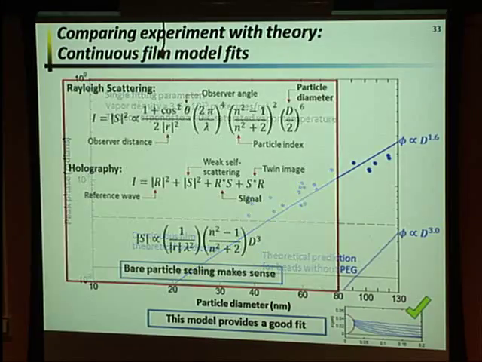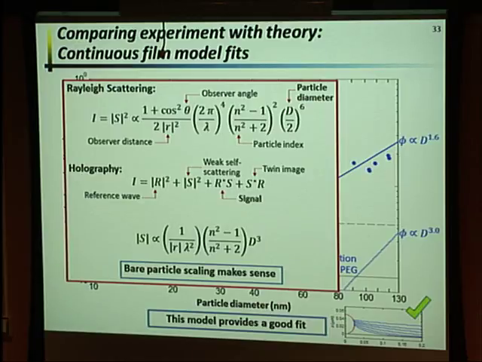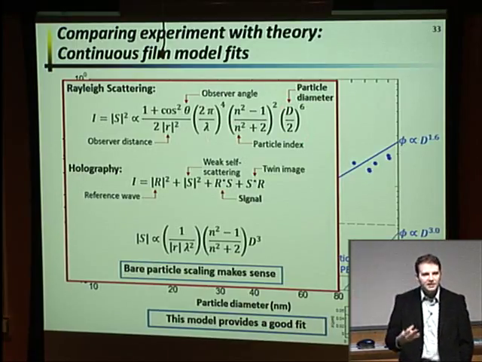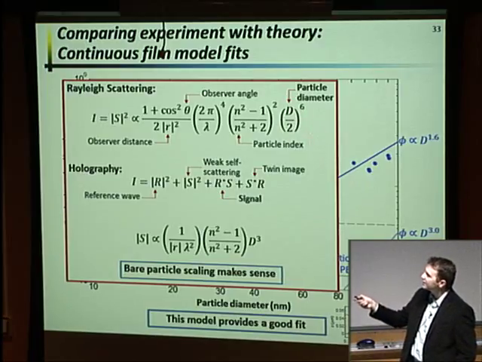So as one sanity check, what we can do is compare this to Rayleigh scattering. Because you can think of the idea of being able to detect very small particles as very similar to Rayleigh scattering. Rayleigh scattering is the reason why the sky is blue. It's why small particles scatter light. And this is the typical equation that you would get for the intensity of that scattered light. So there are a lot of different dependencies here. What I'm going to highlight is the dependence on particle diameter. Typically Rayleigh scattering scales with particle diameter to the sixth.